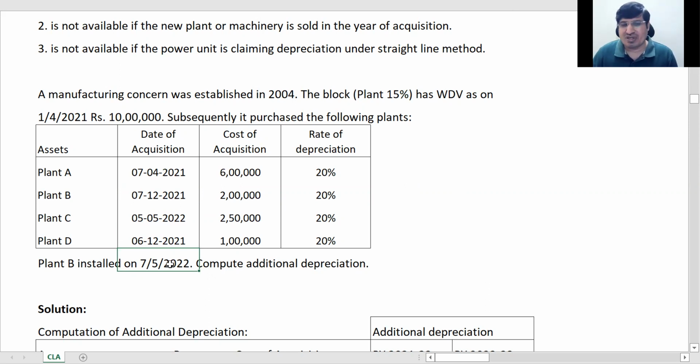आप पूरे 12 महीनों में किसी भी डे आप परचेस कीजिए इसको, 1st April 2021 to 31st March 2022. Purchase it on any date, but if you are installing it on 7/5/2022, you will get depreciation in 2022-23. वो मैं बोल रहा हूँ.